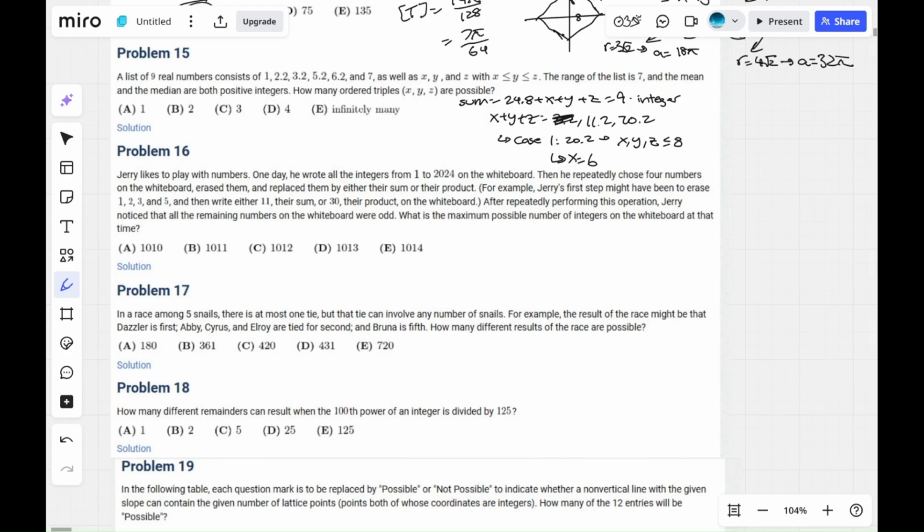And then now we can see that to make the range 7, z would be 8. And finally, to make this sum 20.2, y would be 6.2. So this gives us one triple. I'll write it over here. So one possible triple is 6.6, 6.2, and 8.